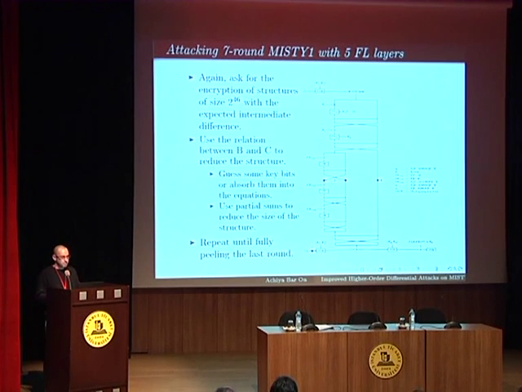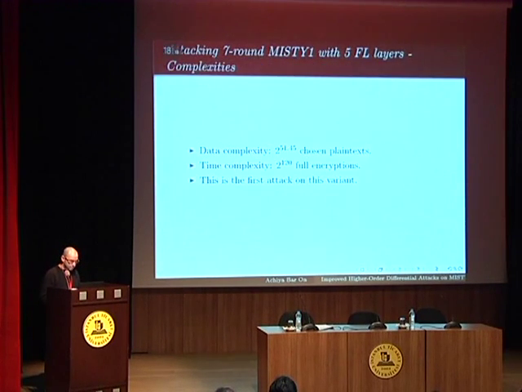Again, ask for the encryption of structures of size 2^46. First, reduce the size of the structure by using relations between the values here and the values here. Then guess some key bits to peel off the last round. Use partial sums to reduce the size of the structure. Guess some key bits. Repeat until, again, the last round is peeled. The data complexity for this attack is 2^51.45, and the time complexity is 2^120 full encryptions. And I already said it's the first attack on this variant.